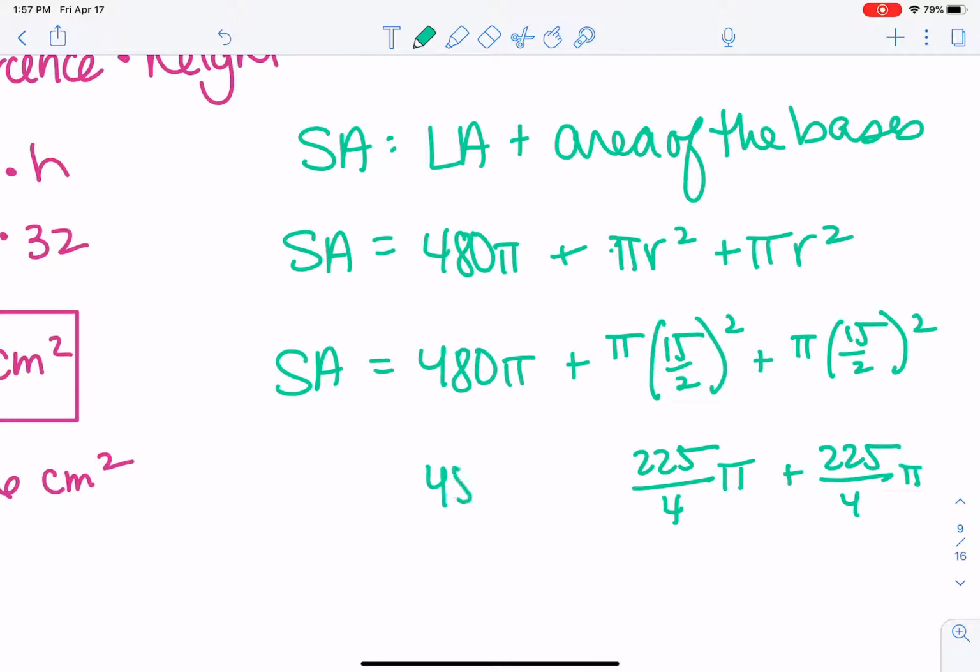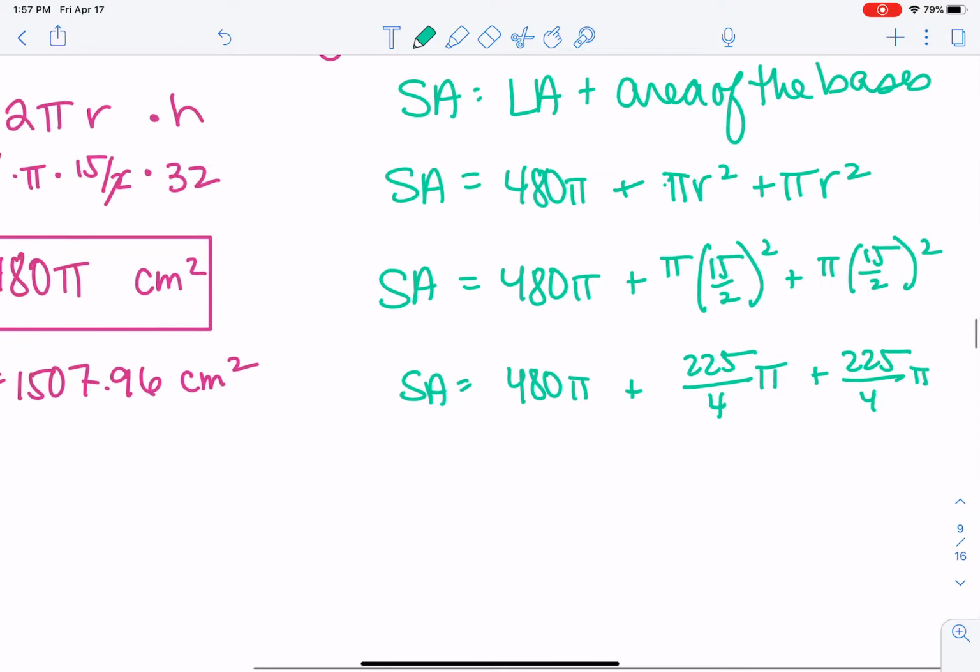And then I still have this 480. And then 225 over 4 plus 225 over 4 is 450 over 4, which reduces to 225 over 2. So the surface area is 480 pi plus 225 over 2 pi.